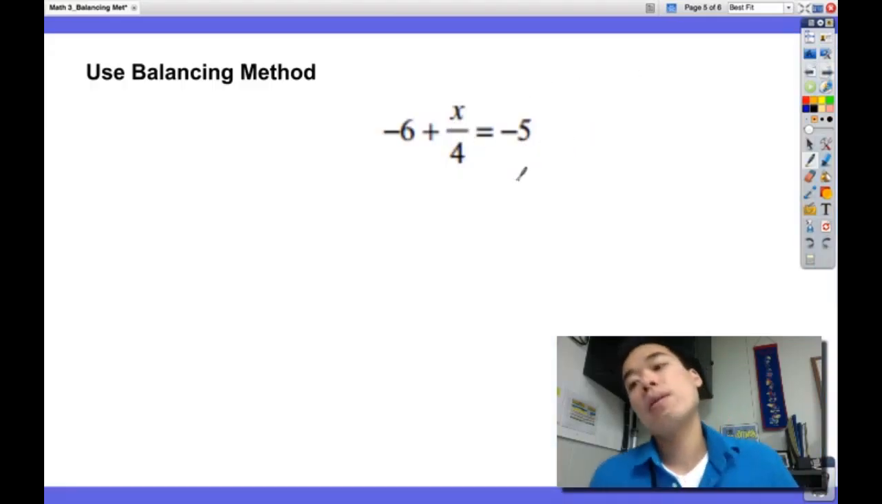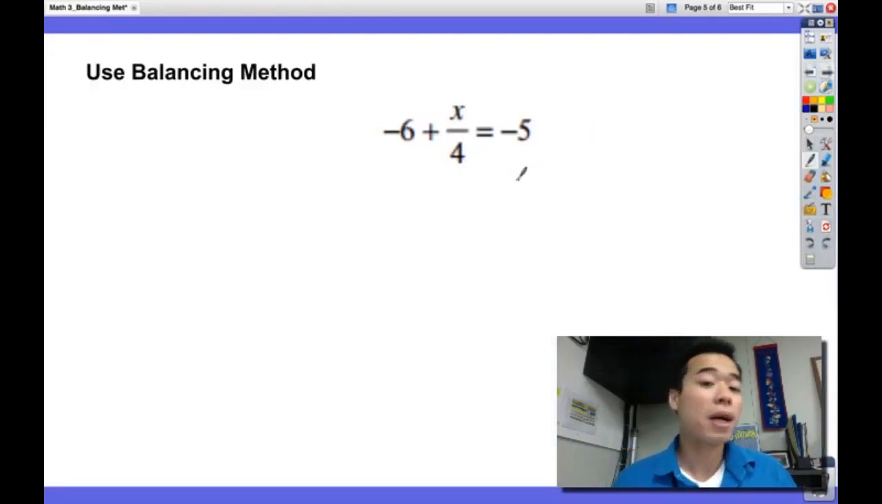I'm going to go ahead and pause this, and I want you to pause it, write this problem down, and try it, and then I will continue and we can compare answers in a second. Before you pause it, let me read this to you. A number divided by 4 plus negative 6 is equal to negative 5. Okay, go ahead and pause it and try it.